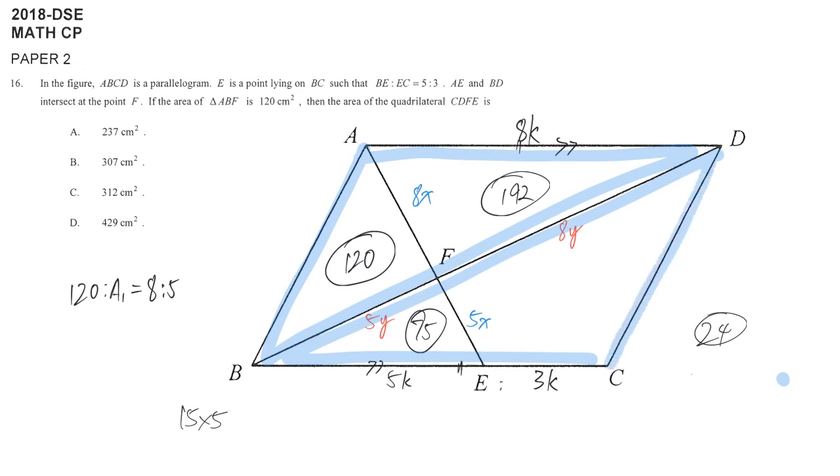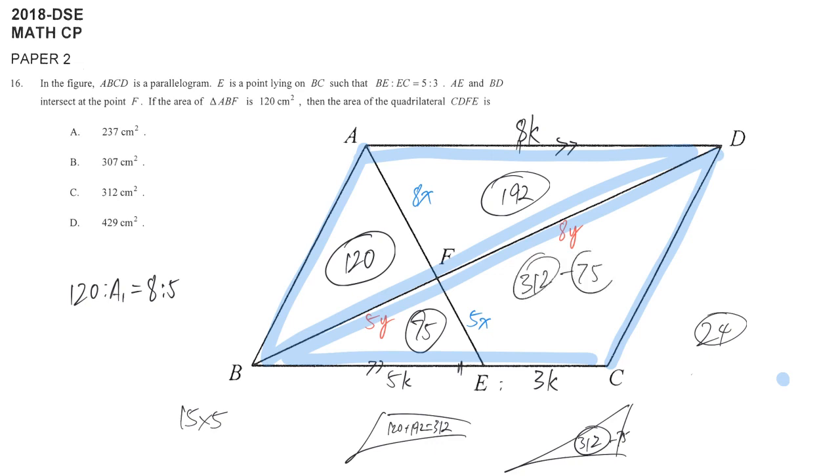So this triangle is 120 plus 192, which is equal to 312. Then this is 312, and then deduct 75. This is 312 minus 75, minus the left-hand side part. So the answer is 237. The answer is A.